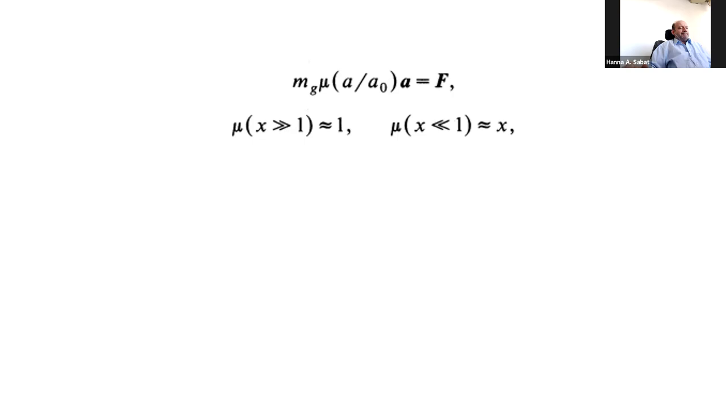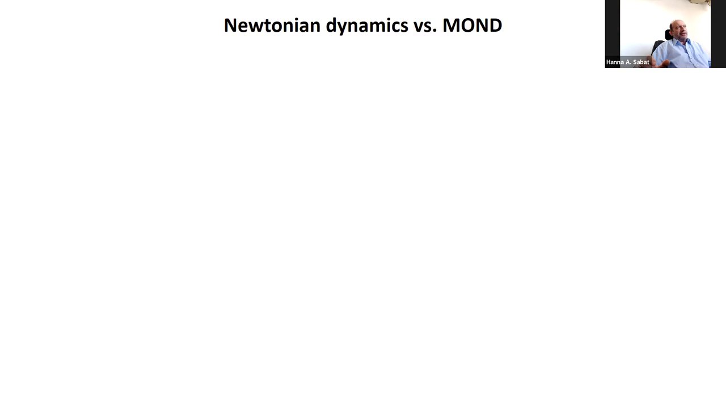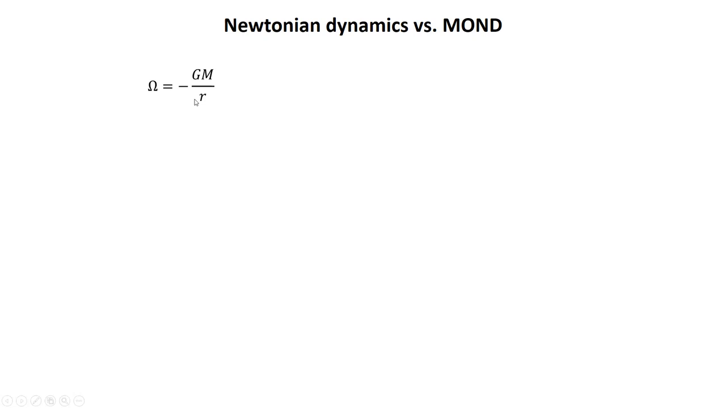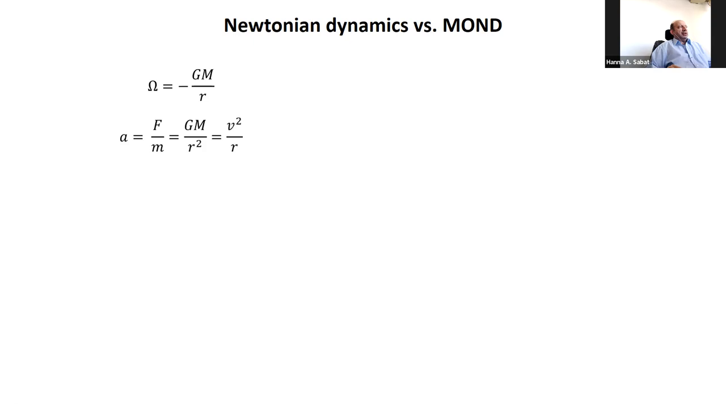This is his basic idea. So let's compare the Newtonian dynamics versus the Mondian dynamics. In Newtonian dynamics, we have the gravitational potential given as negative GM over r. And if we want to estimate the acceleration, the acceleration of any object is simply the force, in this case the gravitational force, divided by the inertial mass of the object. So using this potential, we get A equals GM divided by R squared.